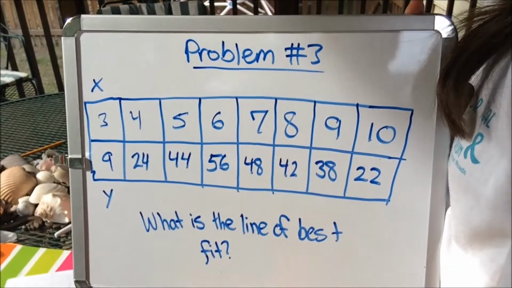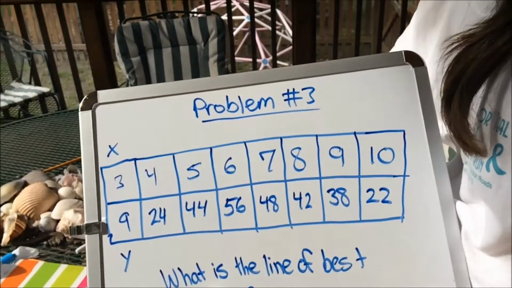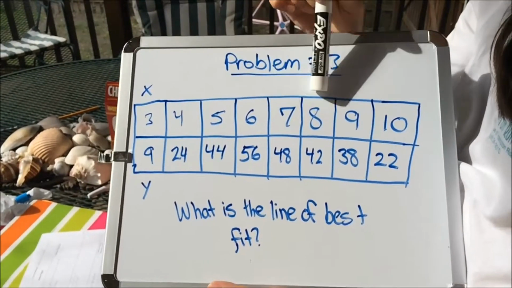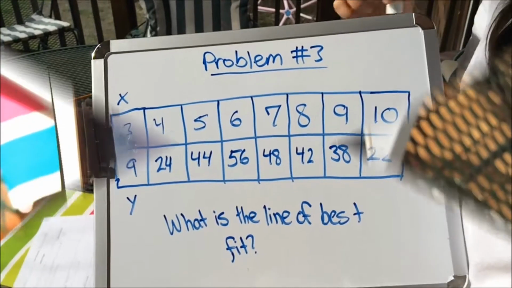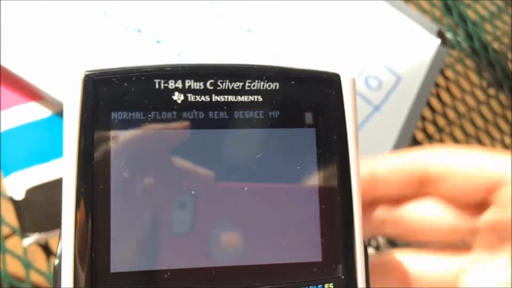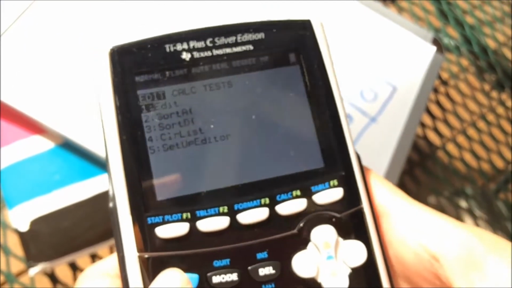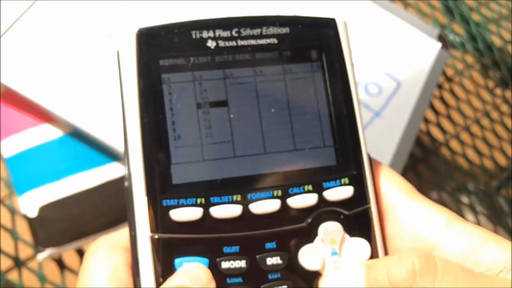The manager of a restaurant kept a record of the number of customers y in each hour, where x equals 3 represents 3 o'clock p.m. What is the line of best fit? For this, you'll have to plug your numbers in. This calculator is a little different than the one we used before, but you're going to want to go to Stat, Edit, and we already have the numbers in here.